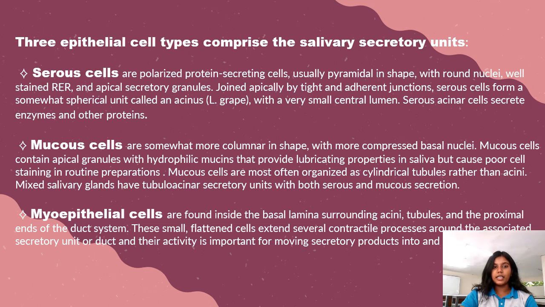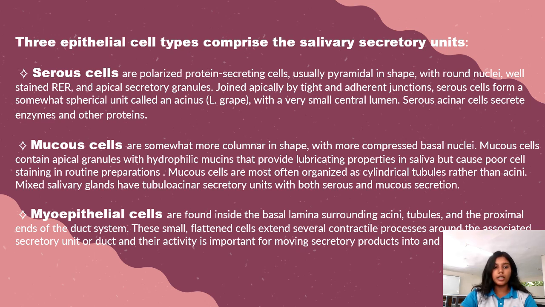Three epithelial cell types comprise the salivary secretory units. First, the serous cells. They are polarized protein-secreting cells, usually pyramidal in shape, with round nuclei, well-stained rough endoplasmic reticulum, and apical secretory granules. Joined apically by tight and adherent junctions, serous cells form a somewhat spherical unit called an acinus, with a very small central lumen. Serous acinar cells secrete enzymes and other proteins.